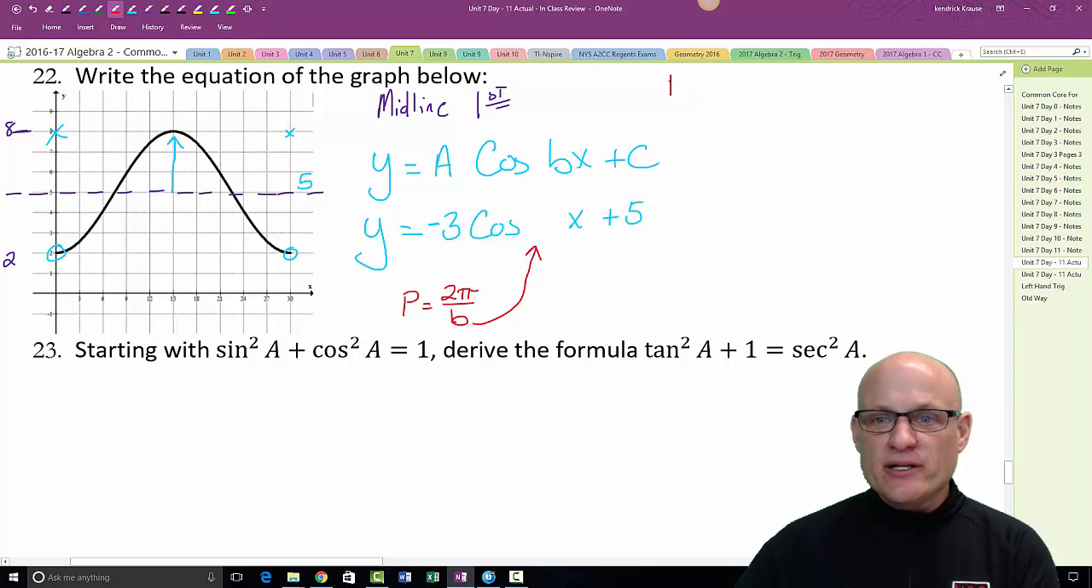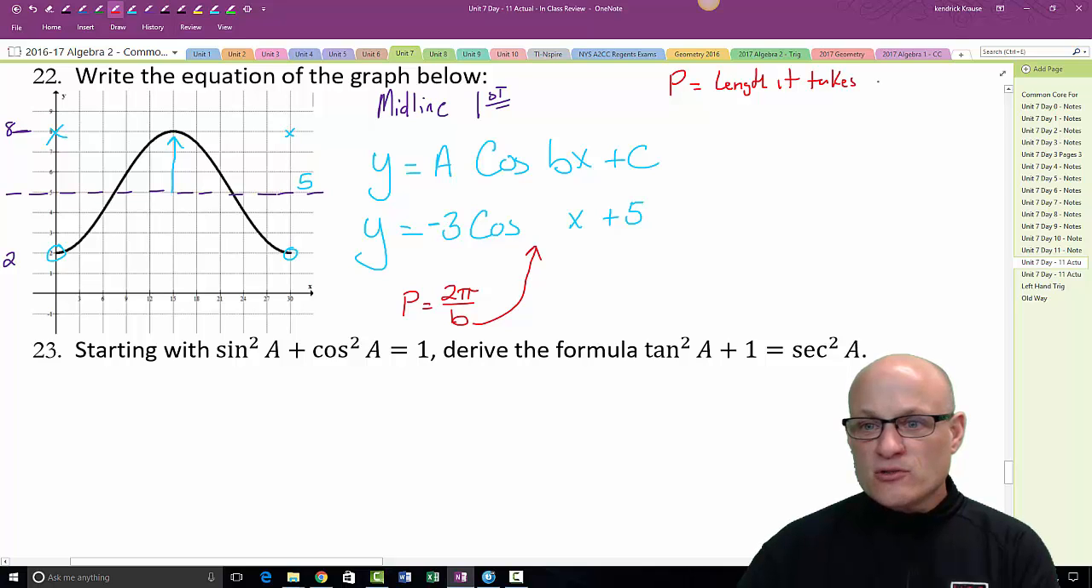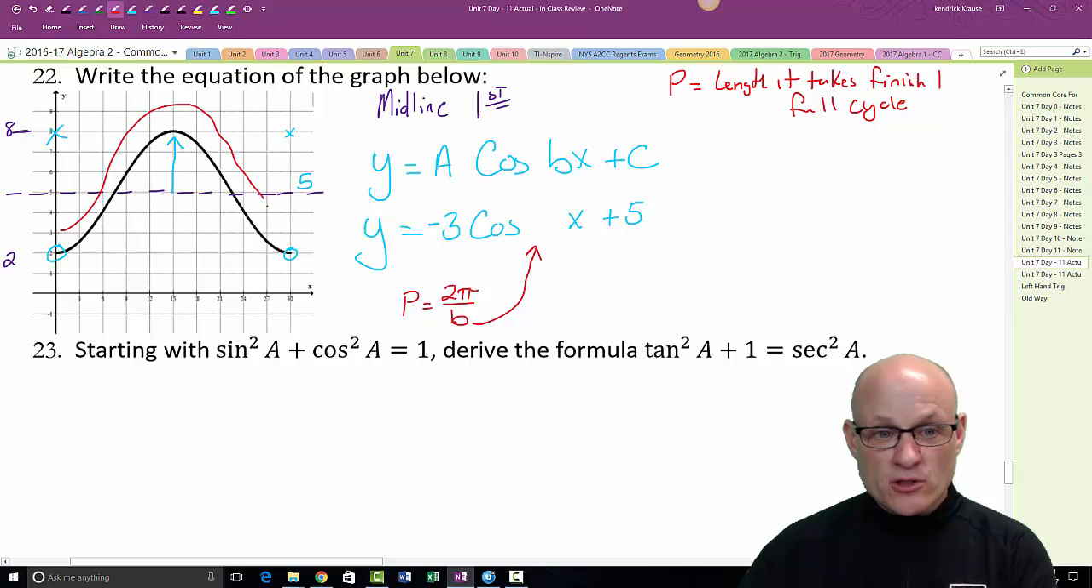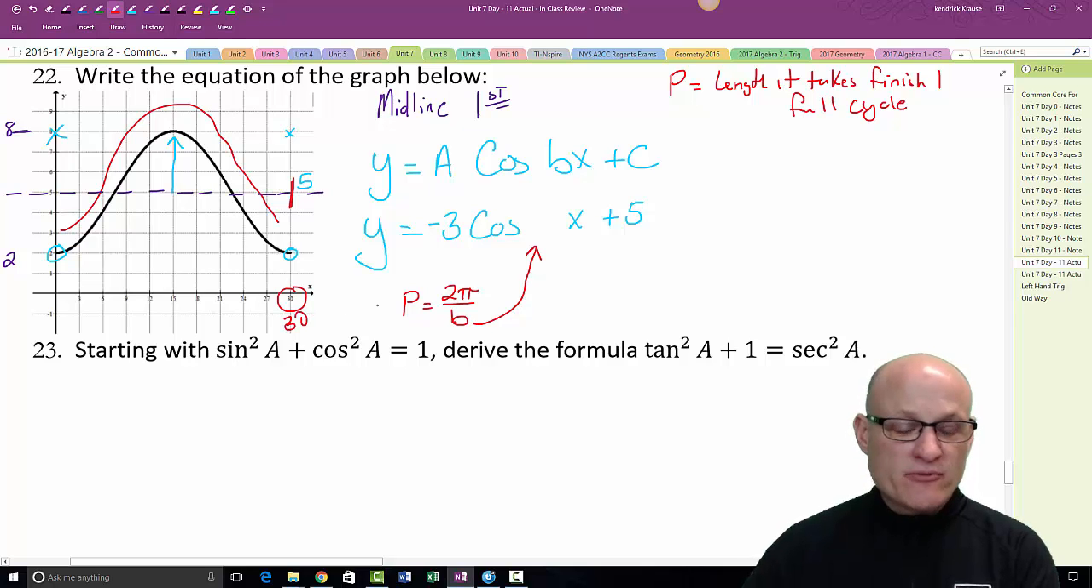Well, remember, period is defined as the length of time or length it takes to finish one full cycle or one full curve. Well, how long? This is one full curve right here. Starts at a min, ends at a min. Well, what's it taking to finish it? It's taking 30 to finish it. Now I know that looks weird, but that means my period is equal to 30.